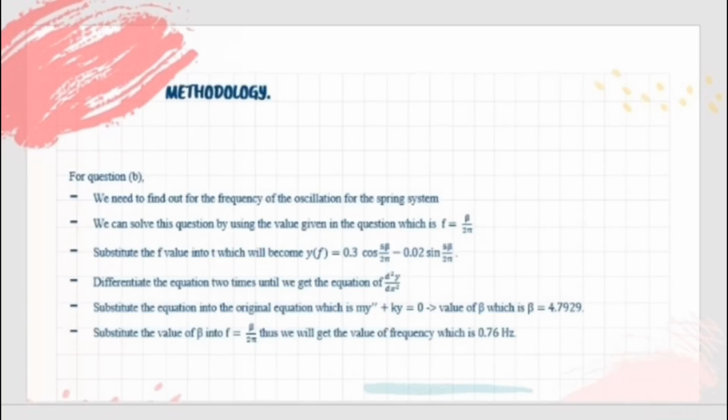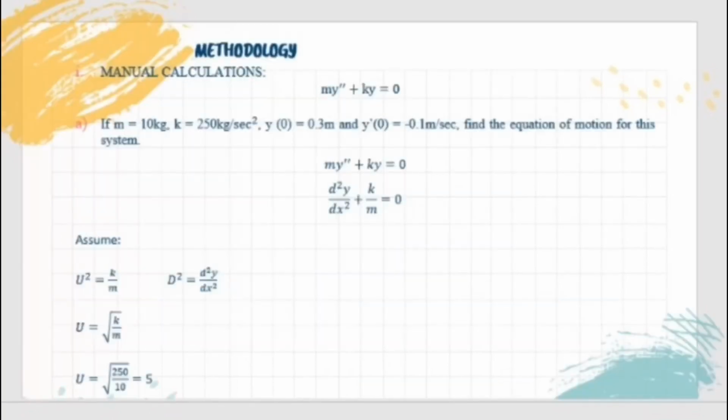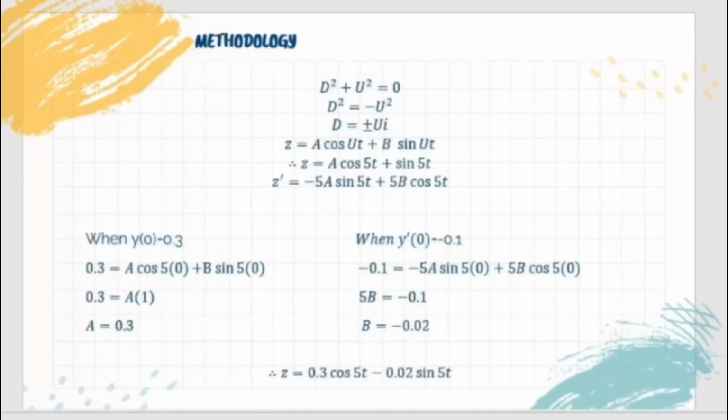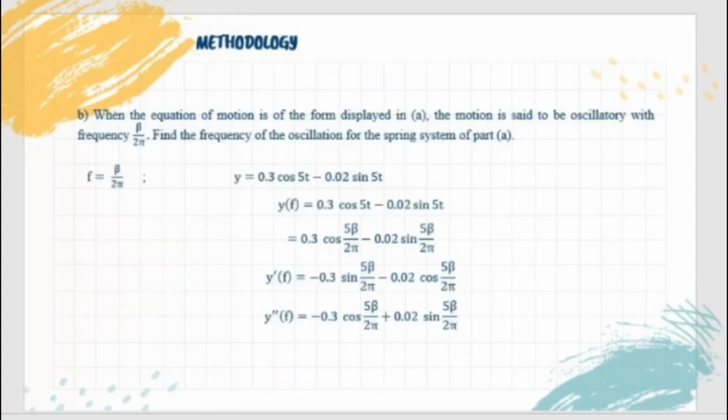4.7929. Lastly, we will substitute the value of beta into f. Thus, we will get the value of frequency, which is 0.76 Hz. So, this is the solution that we use to solve question A. And this is the solution we use to solve question B.